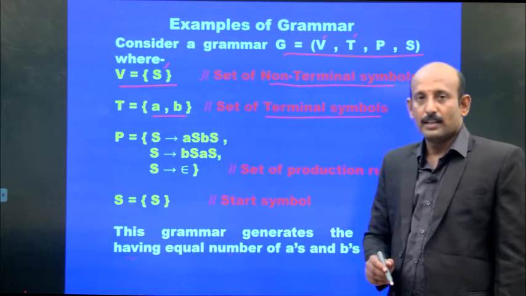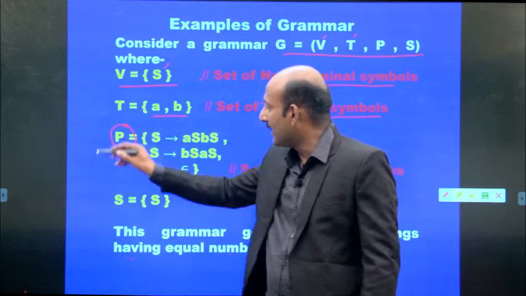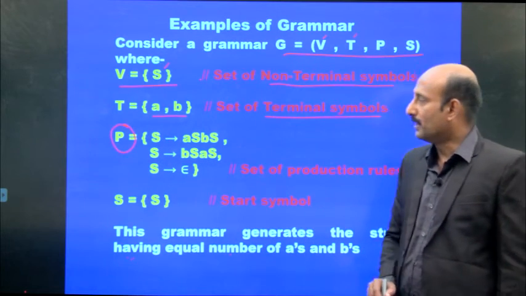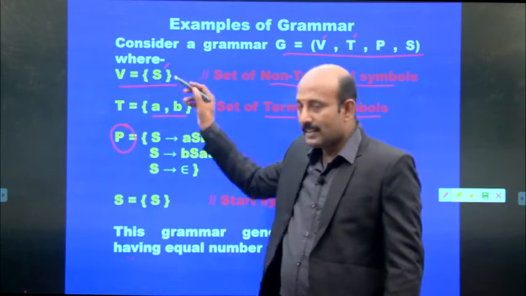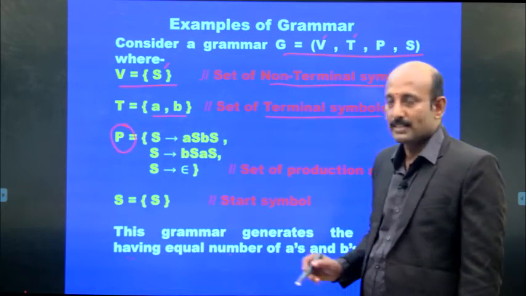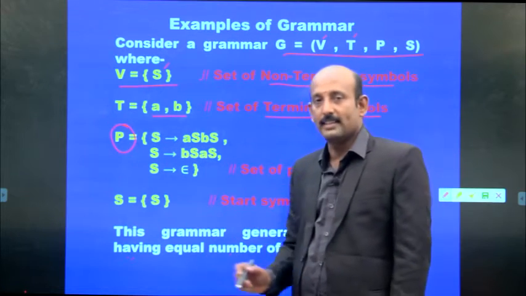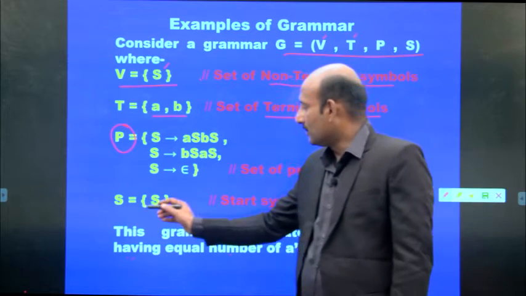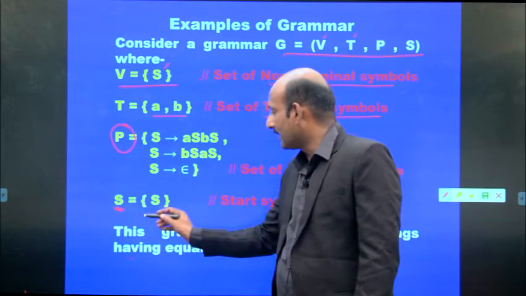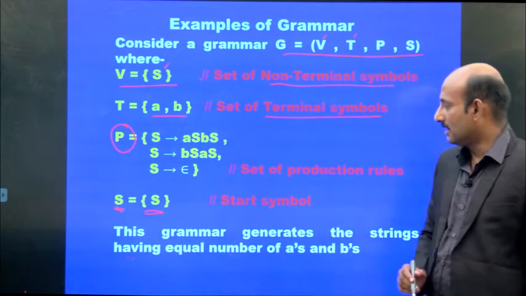The next tuple is the production rule, which is denoted by P. In P, S is the non-terminal symbol on the left-hand side of the productions. S is the starting symbol. S stands for the start symbol. So we can write it like that, where S is the start symbol.